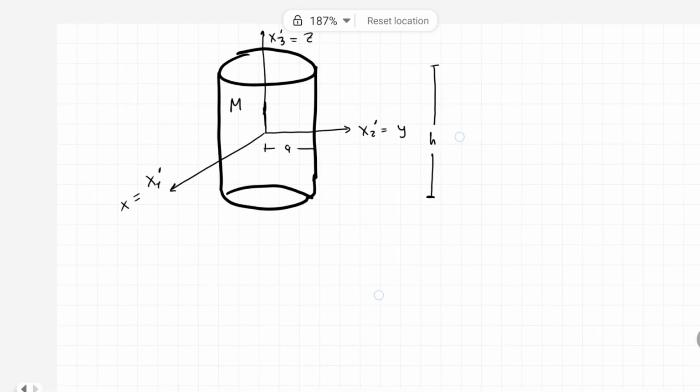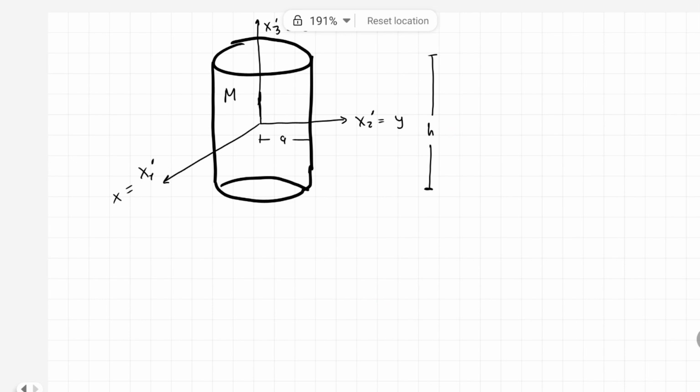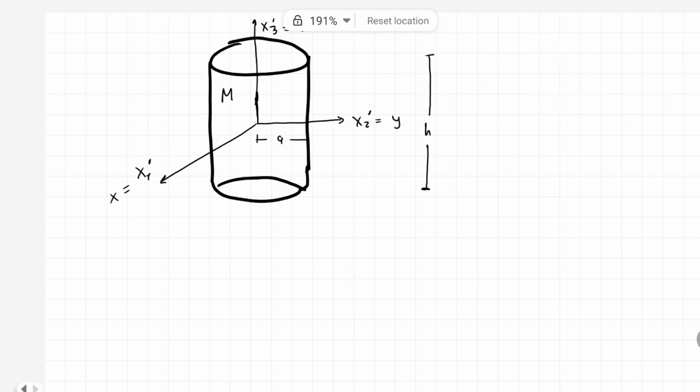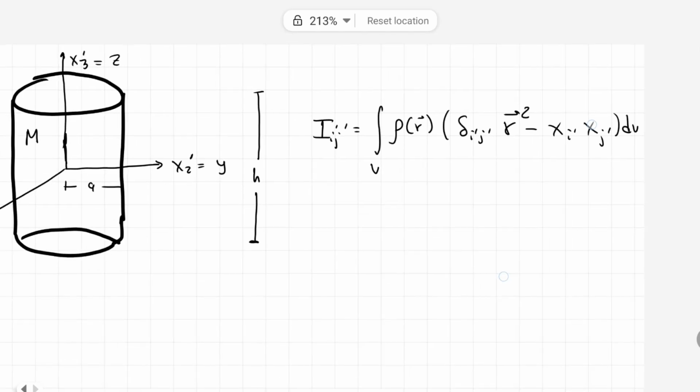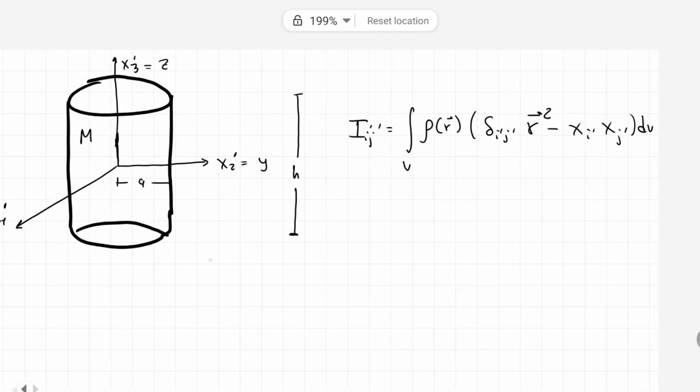So as we saw in a previous video, we showed that we can find the inertia tensor of a rigid body with the next equation. Okay, this is the equation that allows us to calculate the inertia tensor of a rigid body that is made of a continuous distribution of matter.